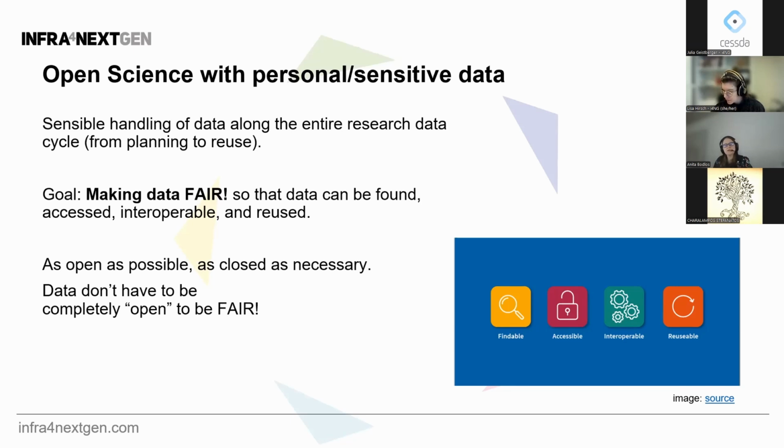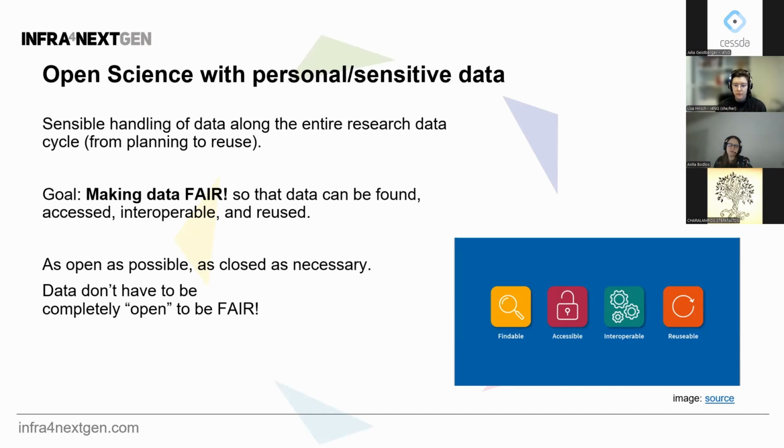So this idea of FAIR data follows the slogan that data should be as open as possible, but as closed as necessary, because data protection is one of the reasons why data cannot be shared openly. So what does FAIR mean? FAIR means findable. Data should be findable.